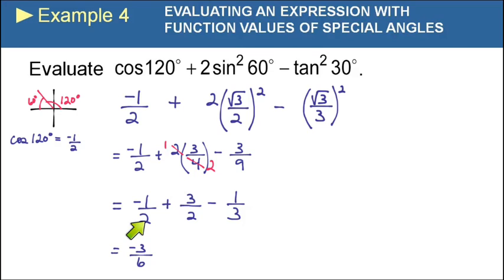Okay, common denominator here would be 6, so 1/2 becomes 3 over 6. 3/2 becomes 9 over 6, and 1/3 becomes 2 over 6. So negative 3 plus 9 minus 2 is 4 over 6, which reduces to 2/3.